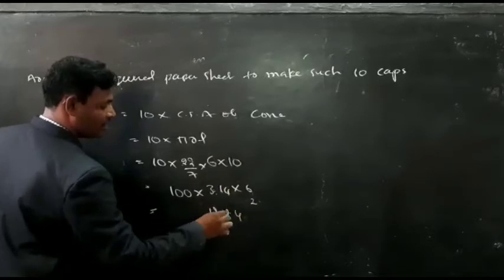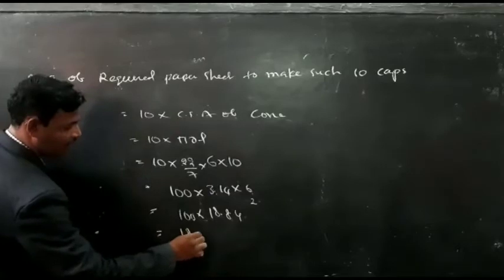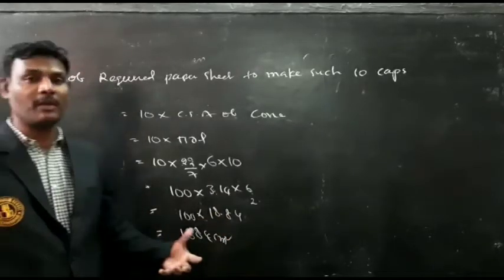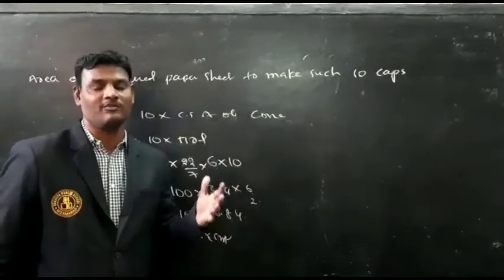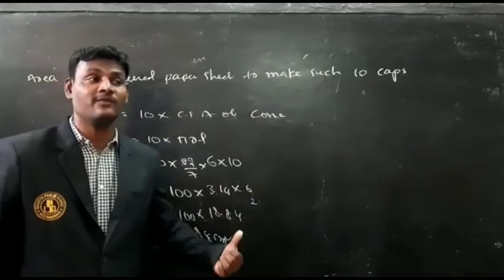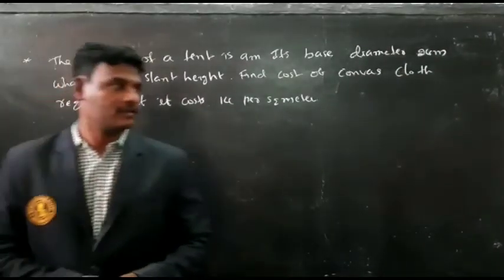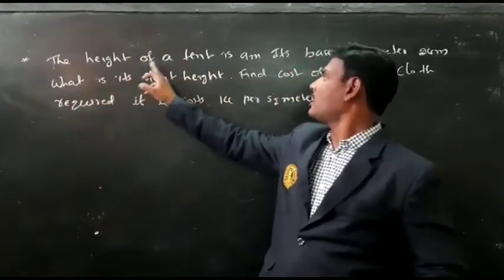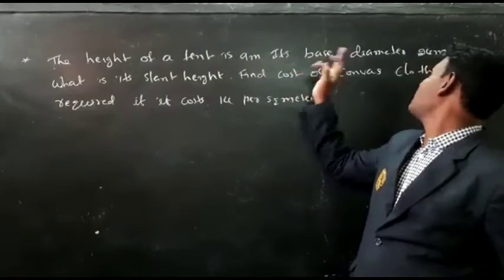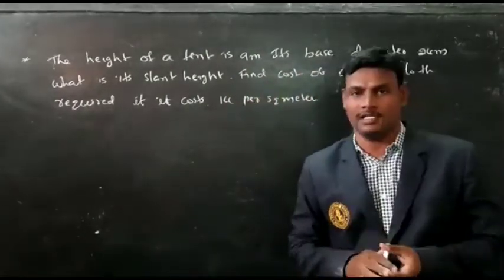6 3s are 18. So 100 into 18, here 1884 centimeters square. So the area of the required paper sheet is equal to 1884 centimeters square. The height of a tent is 9 meters. Its base diameter is 24 meters. What is its slant height?